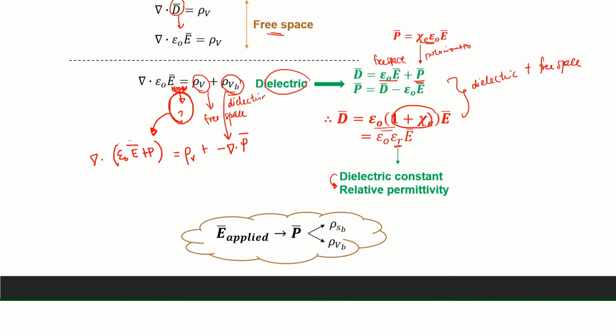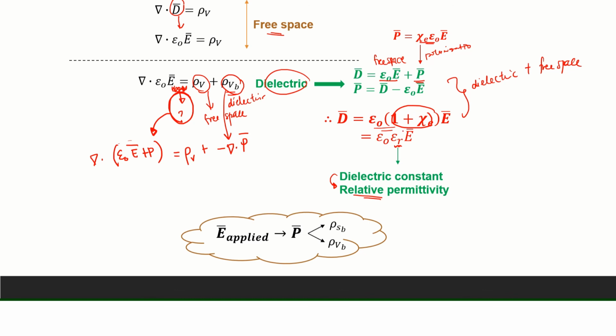From here, we can see that from the feedback effect, we can derive, or we can know, the value of relative permittivity, which is actually the dielectric constant. This summary shows us how a dielectric material responds to an electric field.